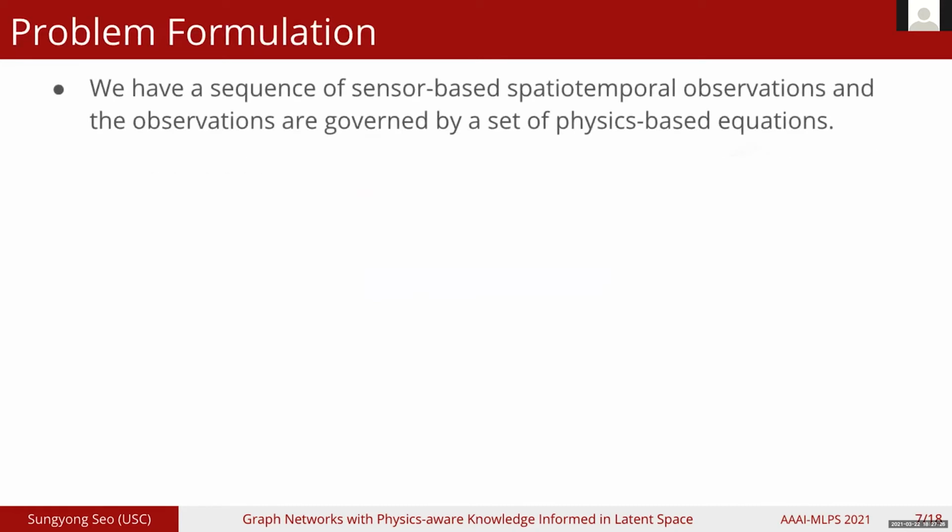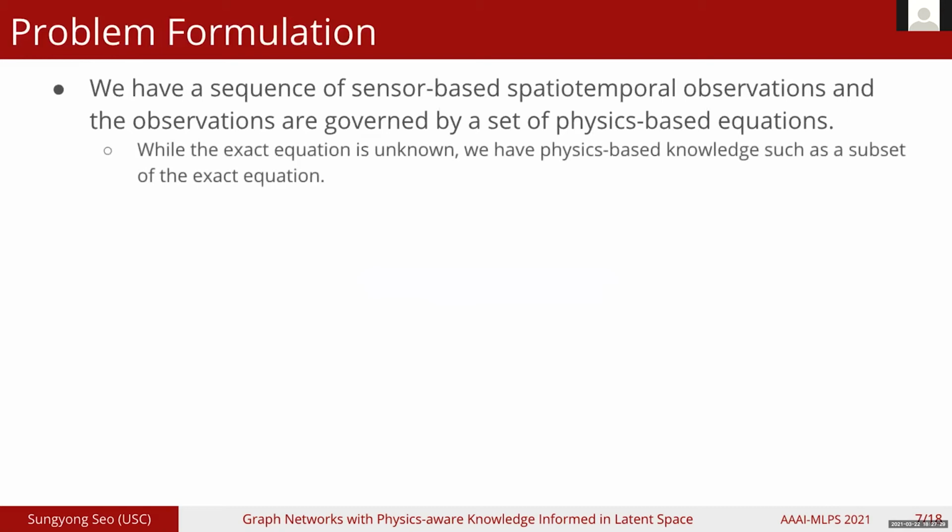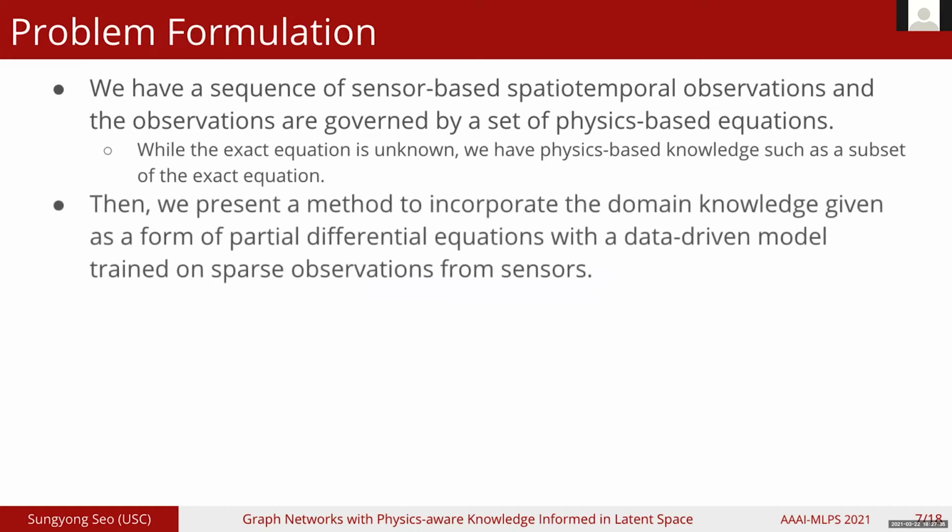We have a sequence of sensor-based spatio-temporal observations, and the observations are governed by a set of physics-based equations. While the exact equation is unknown, we have physics-based knowledge such as a subset of the exact equation. For example, it is very difficult to derive the exact equation describing temperature dynamics. We know that the quantity follows a simpler equation such as the diffusion equation or diffusion-convection equation.